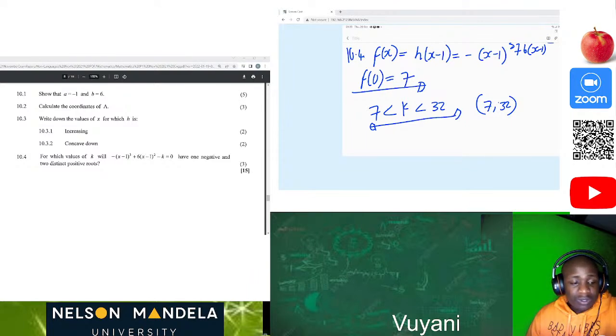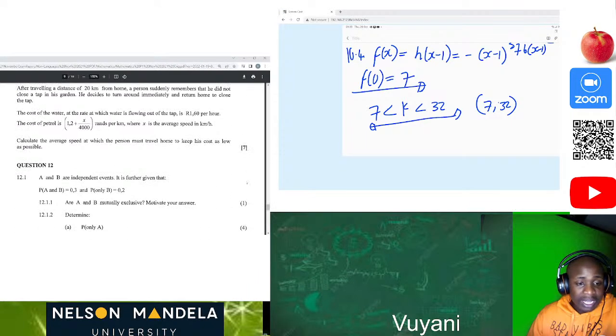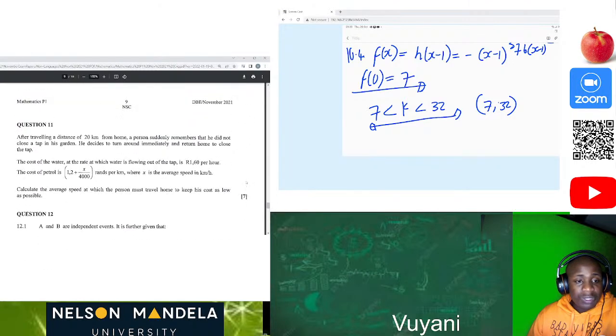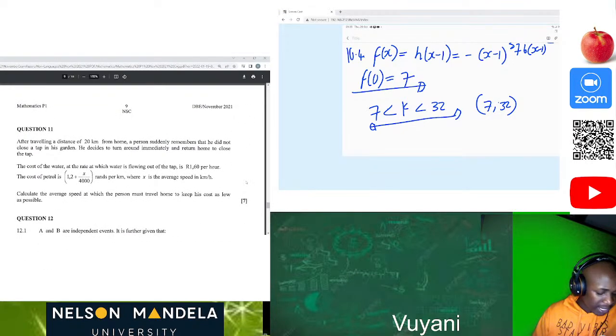Then let's just do the last question for the day on calculus, which is question 11. On question 11, after traveling a distance of 20 kilometers from home, a person suddenly remembers that he did not close the tap in his garden. He decides to turn around immediately and return home to close the tap.